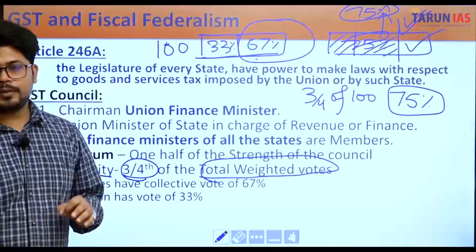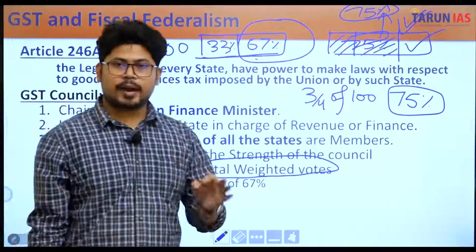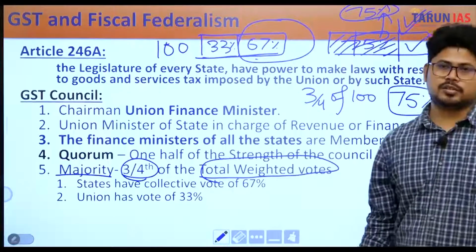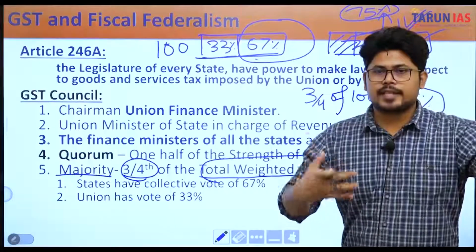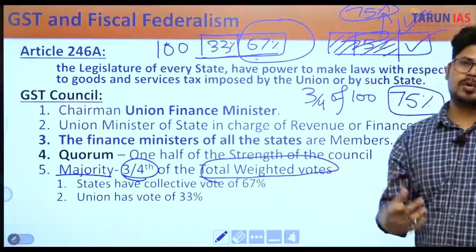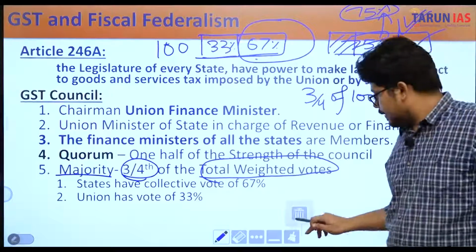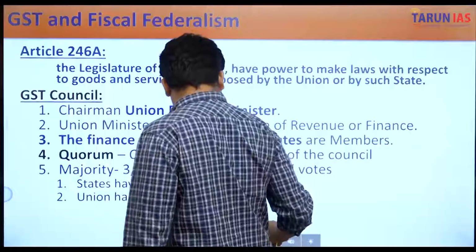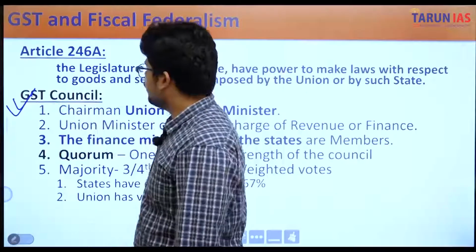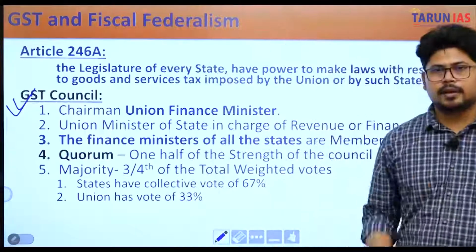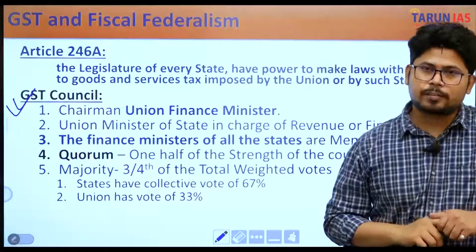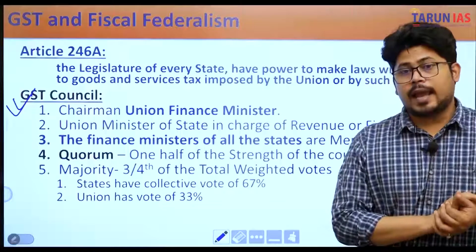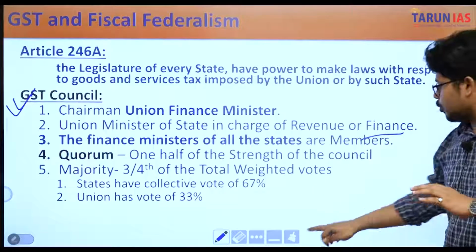However, it is important to remember that the decision taken by the GST Council is not binding upon either the state or the union government. It is only advisory in nature. It can only be tendered as advice. It cannot be imposed upon either government. I hope you understood. The GST Council is very important. It is a constitutional body. And the advice tendered by the GST Council is not binding upon either party, the state government or the central government.